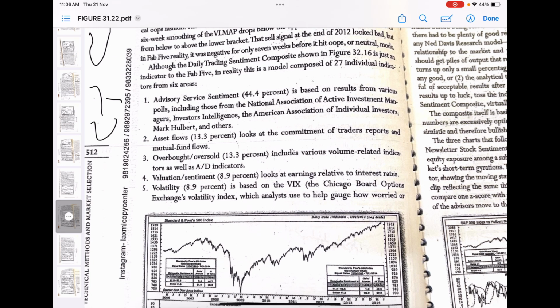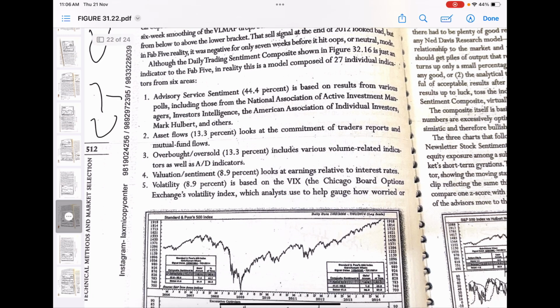Although the daily trading sentiment composite given in 32.16 is just an indicator to the Fab 5, in reality, this is a model composed of 27 individual indicators from 6 areas. Advisory service sentiment is based on results from various polls, including those from the National Association, etc. So, what is advisory service sentiment? Whatever the sentiment is according to various sorts of advisories.